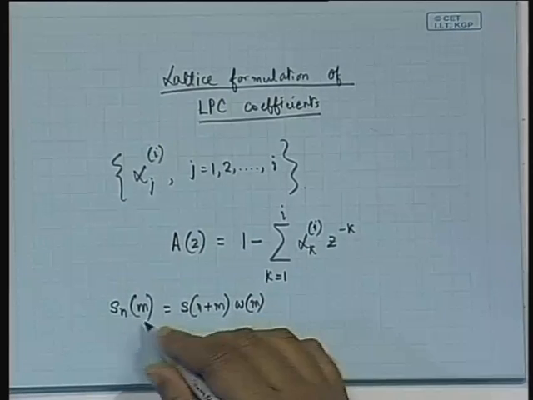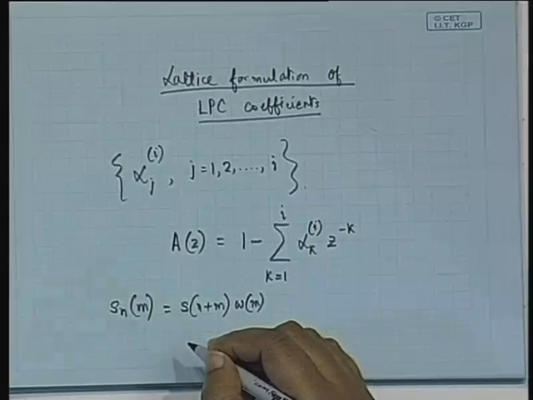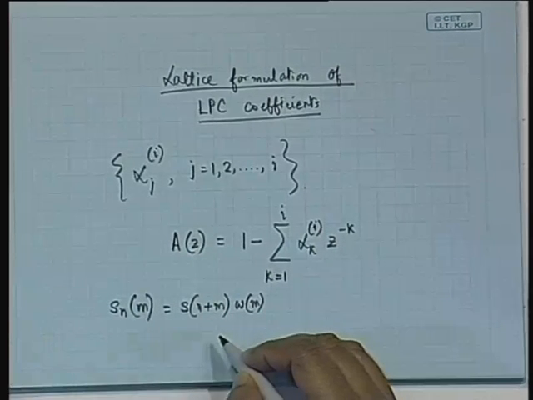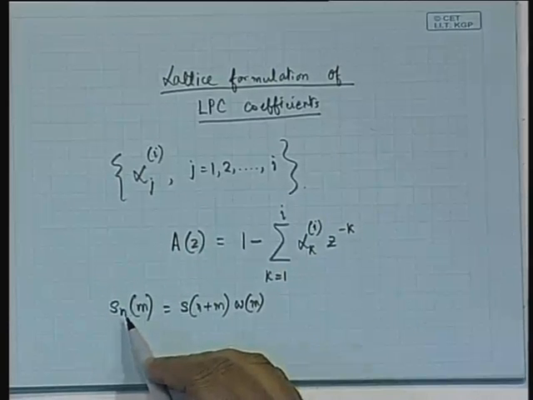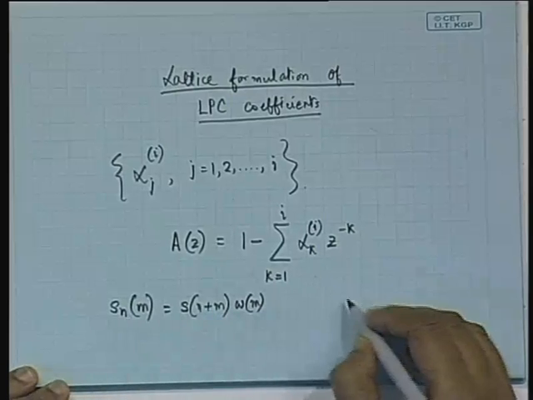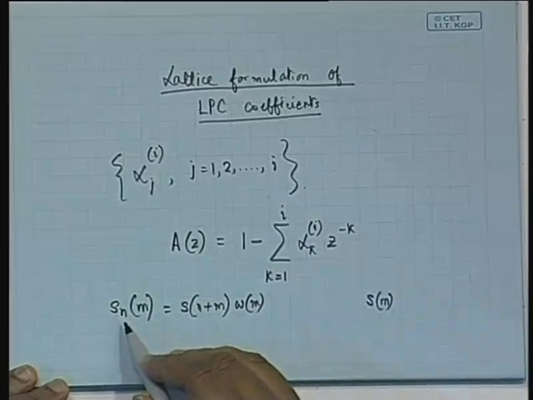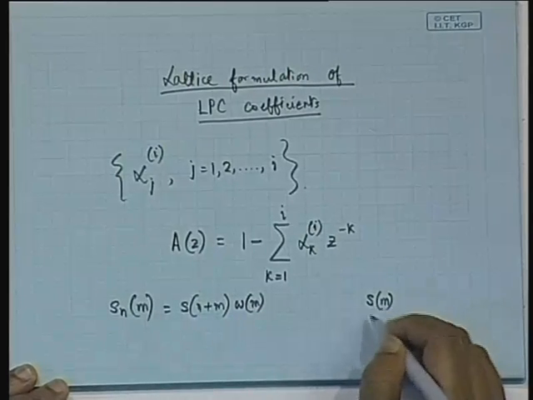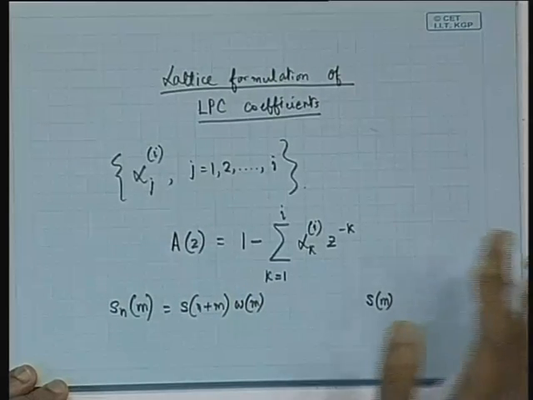So essentially S n of m is the windowed version of the segment, and again for simplicity, instead of writing every time the segment with the subscript n, we are going to write it as S of m. So, what we are writing here as S n m, we can simplify by writing S of m, just simply dropping this subscript n.